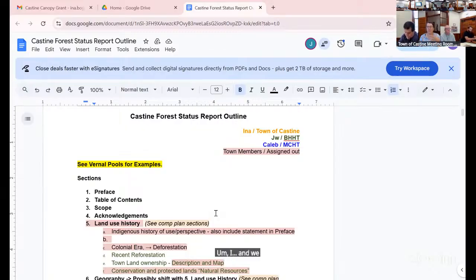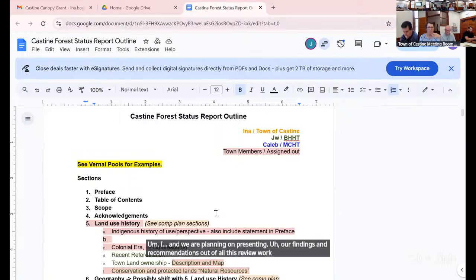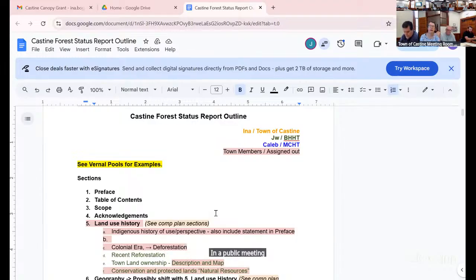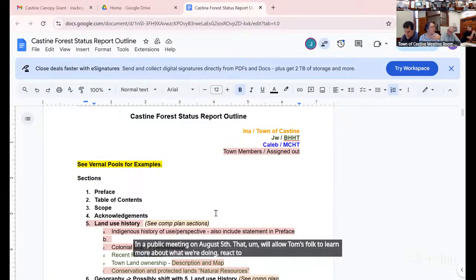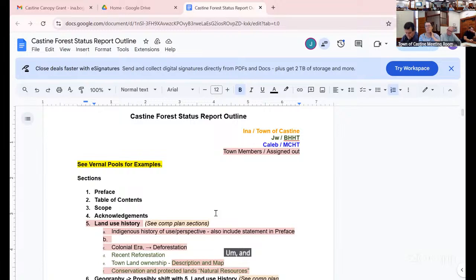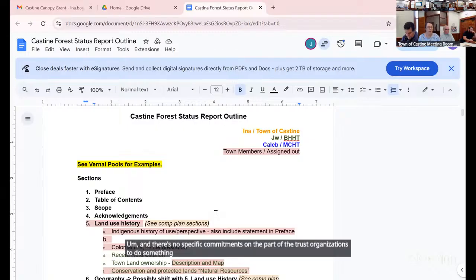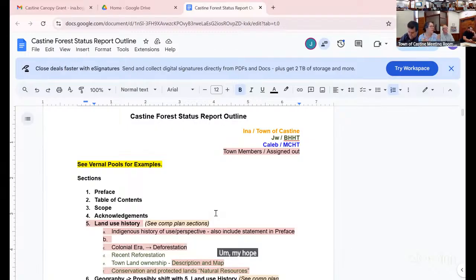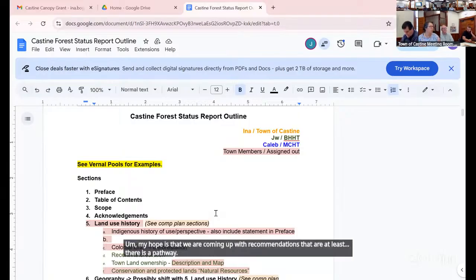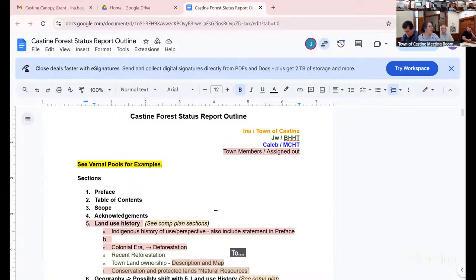We are planning on presenting our findings and recommendations from all this review work in a public meeting on August 5th, which will allow townsfolk to learn more about what we're doing and react to the findings and recommendations. We'll tweak the reports and wrap up at the end of August, early September. There are no specific commitments on the part of the trust organizations to do something specific, but my hope is that we come up with recommendations where there is at least a pathway to addressing them in some modest way.